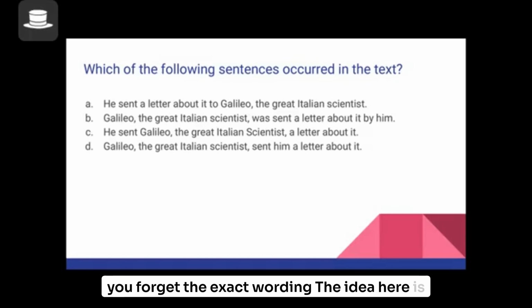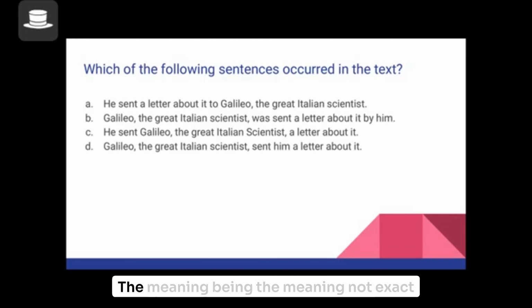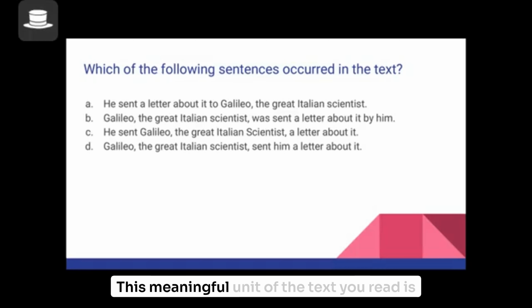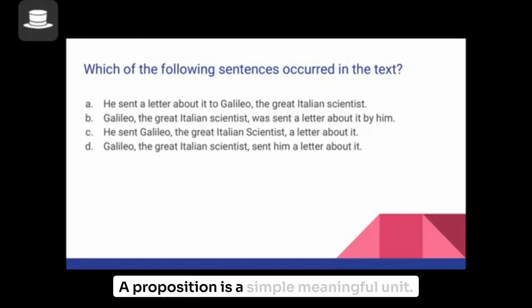The idea here is that when we read a text, we extract meaning and represent the meaning. The meaning being the meaning, not exact words. This is an important construct. This meaningful unit of the text you read is called a proposition. A proposition is a simple, meaningful unit. That's the construct called proposition.